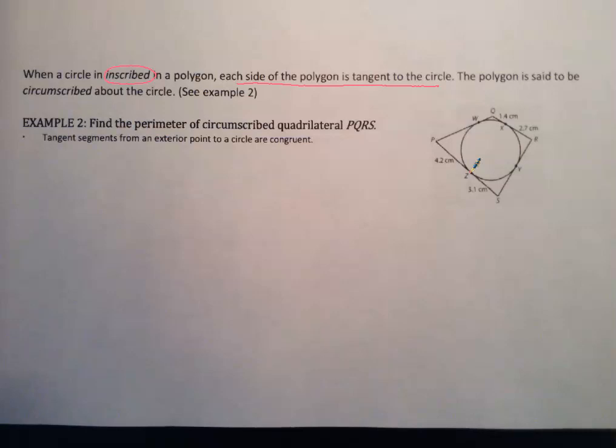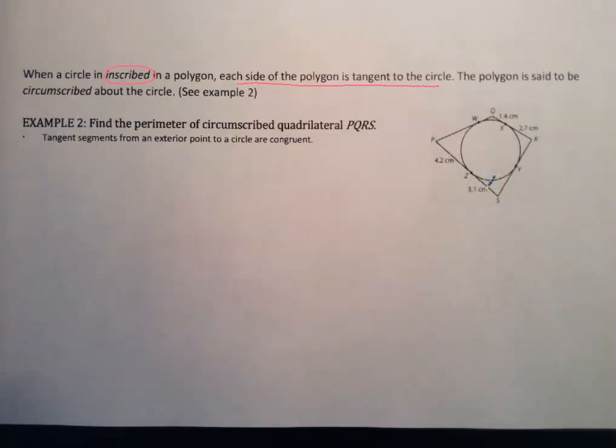Your hint here is to think about that one theorem that said tangent segments from an exterior point to a circle are congruent. So which pieces would be congruent? Like P, S... PW, PWQ? And SFR, would those two be congruent? Nope. Okay, so let's go.